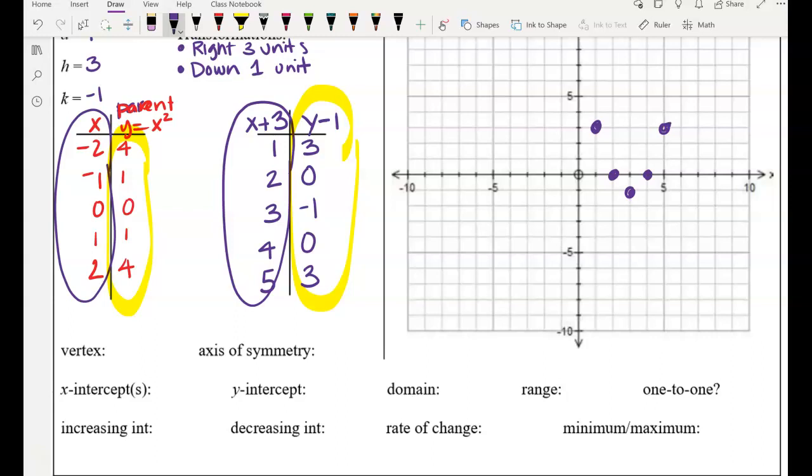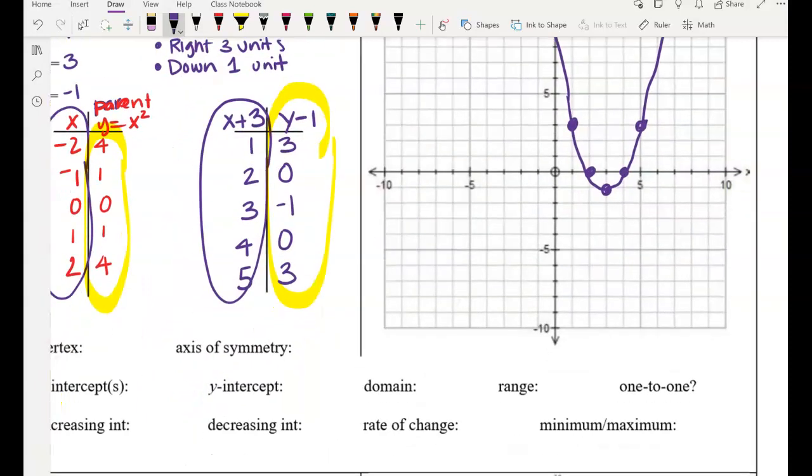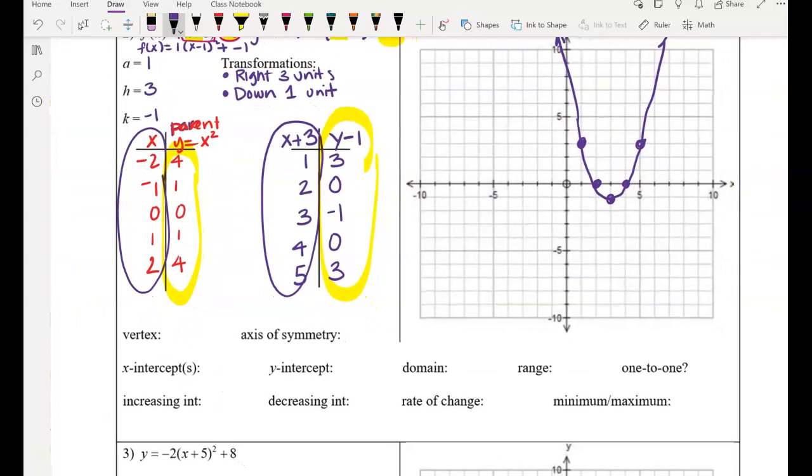Now let's make a nice U shape. Okay. If you can't make a nice U shape, try your best. Try to see if you can go up as far as you can. And sometimes graphing by hand is not going to be as good, but just try your best. Make sure it doesn't look like a V, okay?